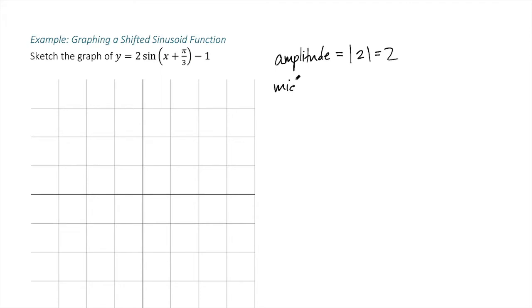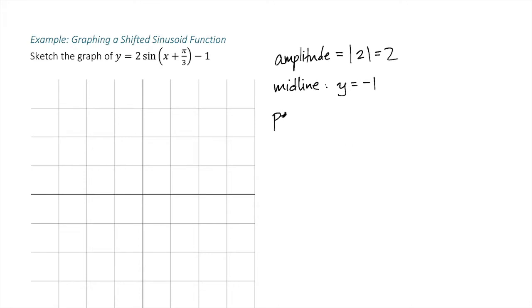The midline is y equals the number that's added or subtracted on the outside. So we've got the sine function and then minus the 1. Okay, that tells us that our function has been shifted down 1.